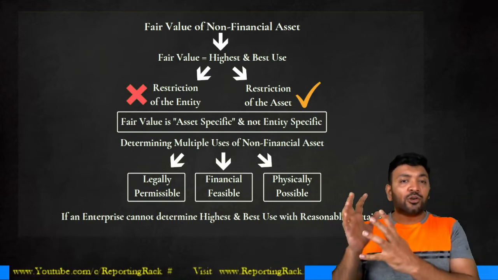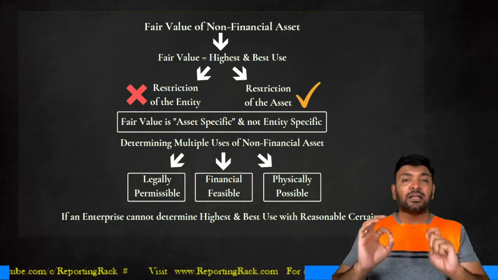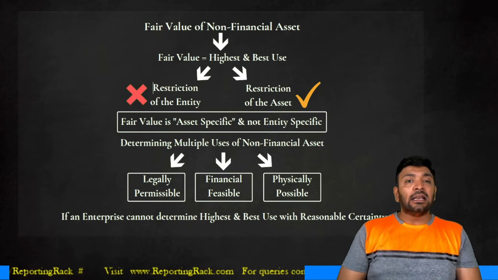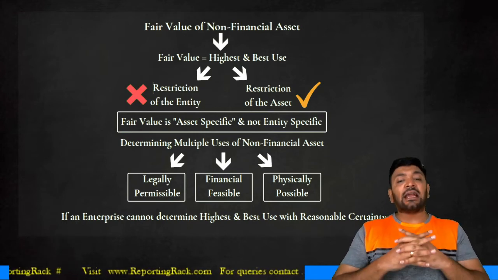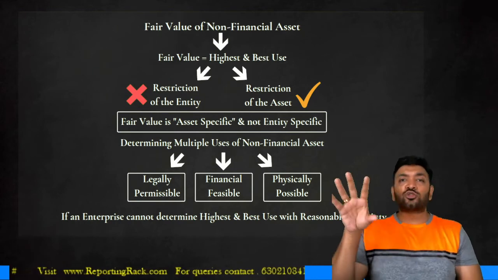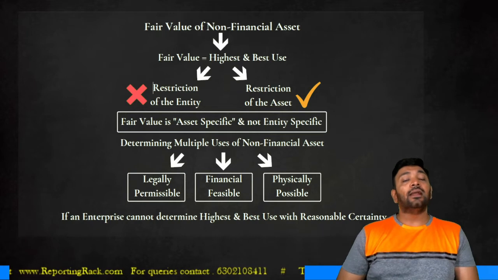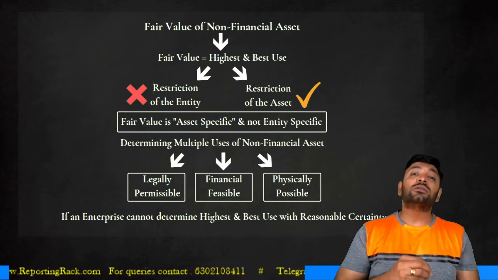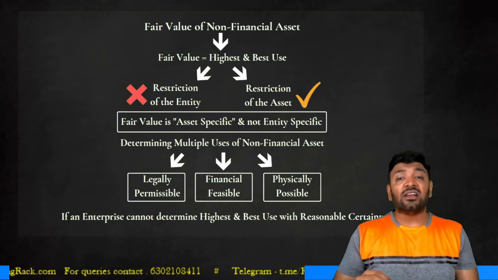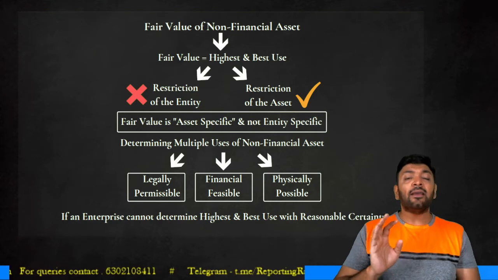Out of the multiple uses of the asset, the use which gives me the highest and best use should be considered as the fair value. Let's say I cannot determine highest and best use. I cannot determine so many purposes for which the asset can be used. It is not possible. In such case, the current use of the asset should be considered as highest and best use. So what am I saying?